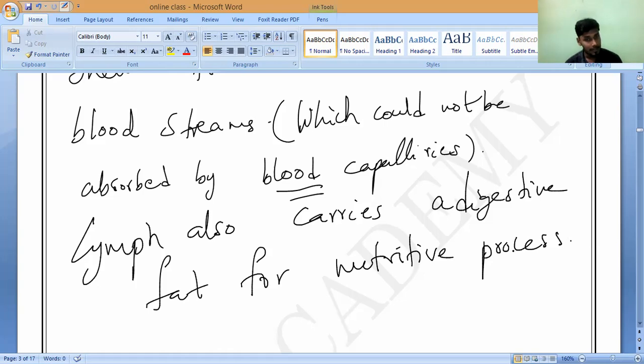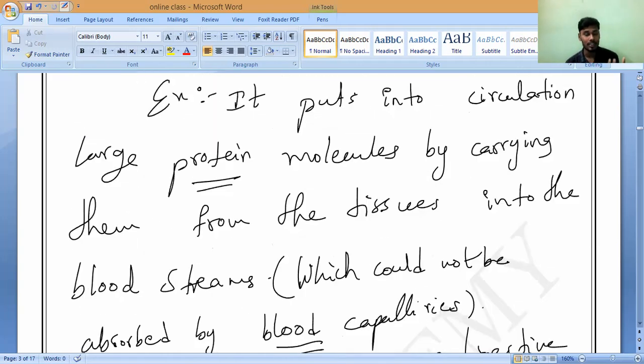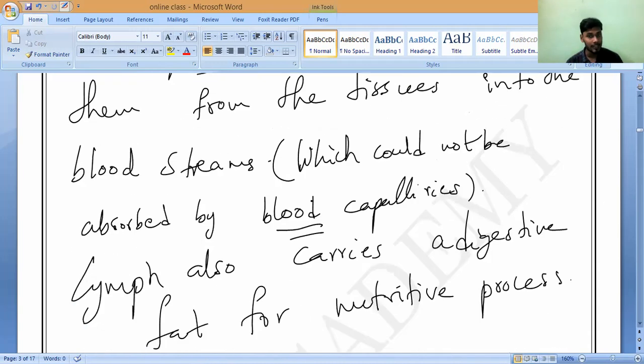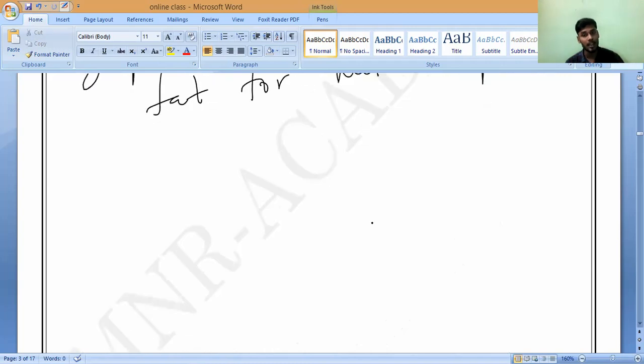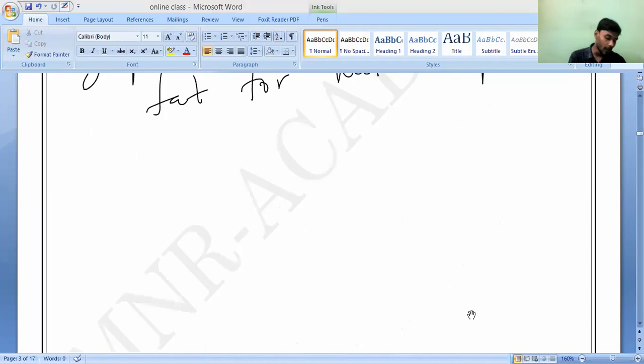That's all. Next, you have to tell me, it is one of the things which will filter the useful products like proteins and digestive fats. Next, it contains what? It contains a special kind of cells. What is that called? Lymphocytes. The lymphatic system contains a special kind of cells called lymphocytes. What is the use of these lymphocytes? Please tell me. It protects the body from diseases.